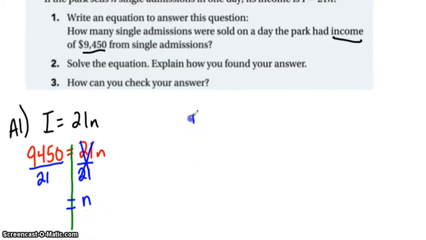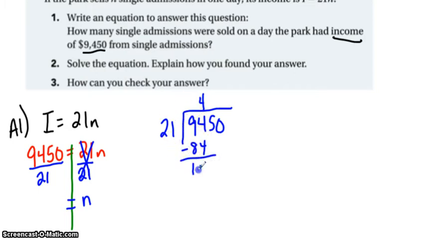So over here to the side, because I cannot reduce my fraction, I want to show long division for this. Okay, so 21 can go in there. I'm going to say this goes in there 4 times. Okay, so 4 times 21 is 84. I'm going to subtract, and that gives me 10 left over.